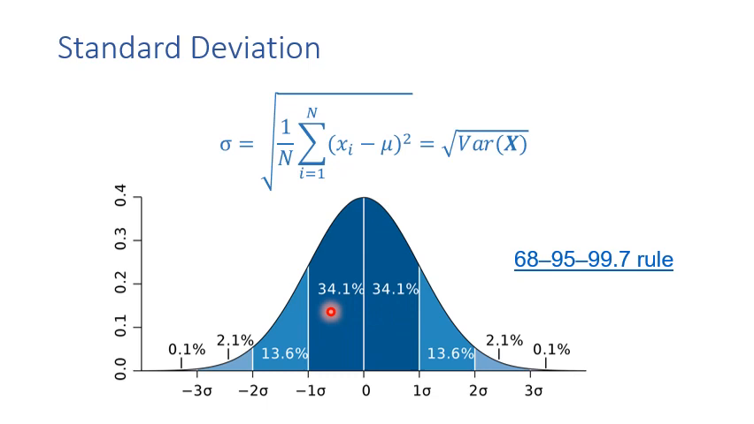There is a 68.2% probability of falling between minus 1 sigma and 1 sigma, and 95% fall between minus 2 and 2 sigma. If we consider 3 sigma and minus 3 sigma, 99.7% fall into this range. So there's a famous rule called the 68-95-99.7 rule.